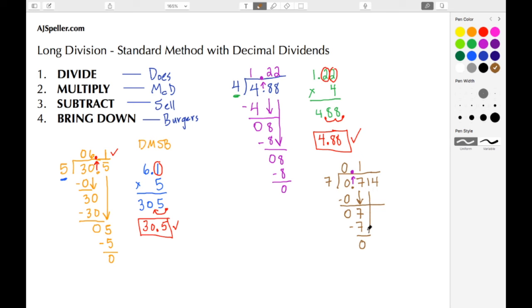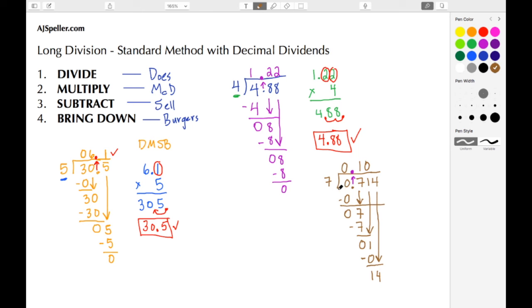And then we bring down, which is our next step, we bring down a 1. Now 1 divided by 7 is 0. Then we multiply 0 times 7 to give us 0. And then we subtract 1 minus 0 to give us 1. And then we bring down, in this case, a 4. So now we have 14.